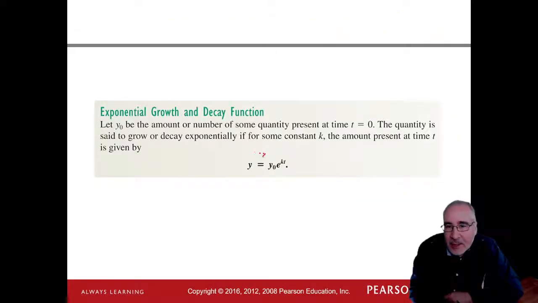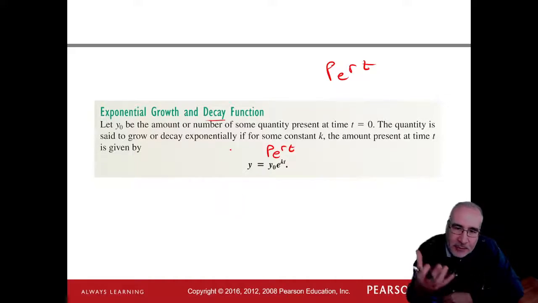Okay. So exponential growth and decay is really what we were doing with PERT, right? P e to the r t. What they're doing though is they've got this k, which is a constant. That's our rate, actually. y naught is a starting value, which is P. So it's the same thing, but they use it for exponential growth and decay.